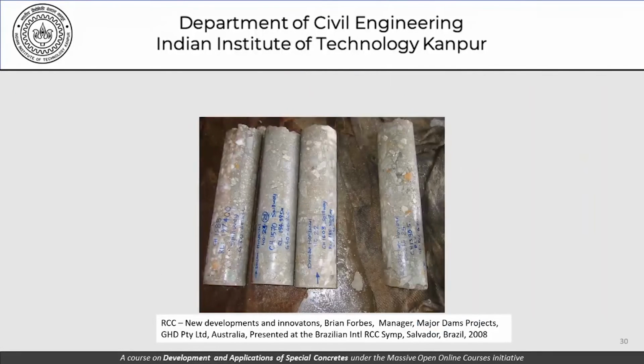This picture of course shows some cores from a roller compacted concrete project, and these cores can be used to study the distribution of aggregates. They can be used to obtain pieces which can be tested for compressive strength and so on.